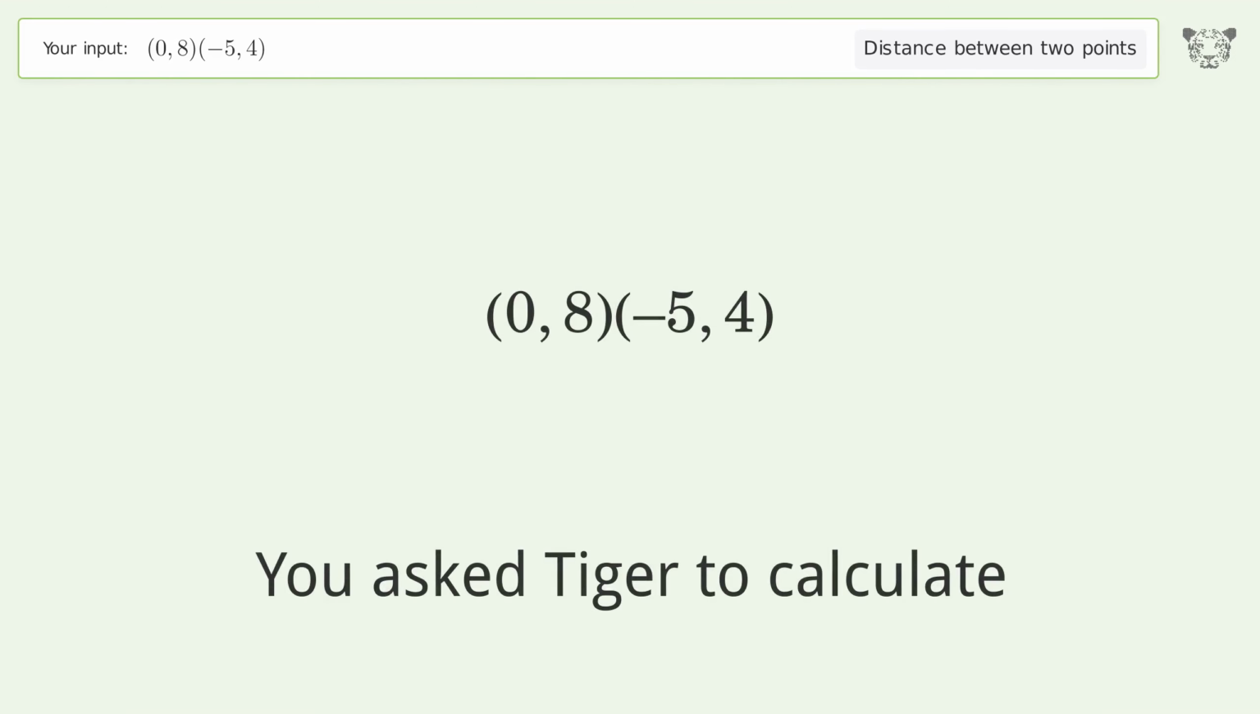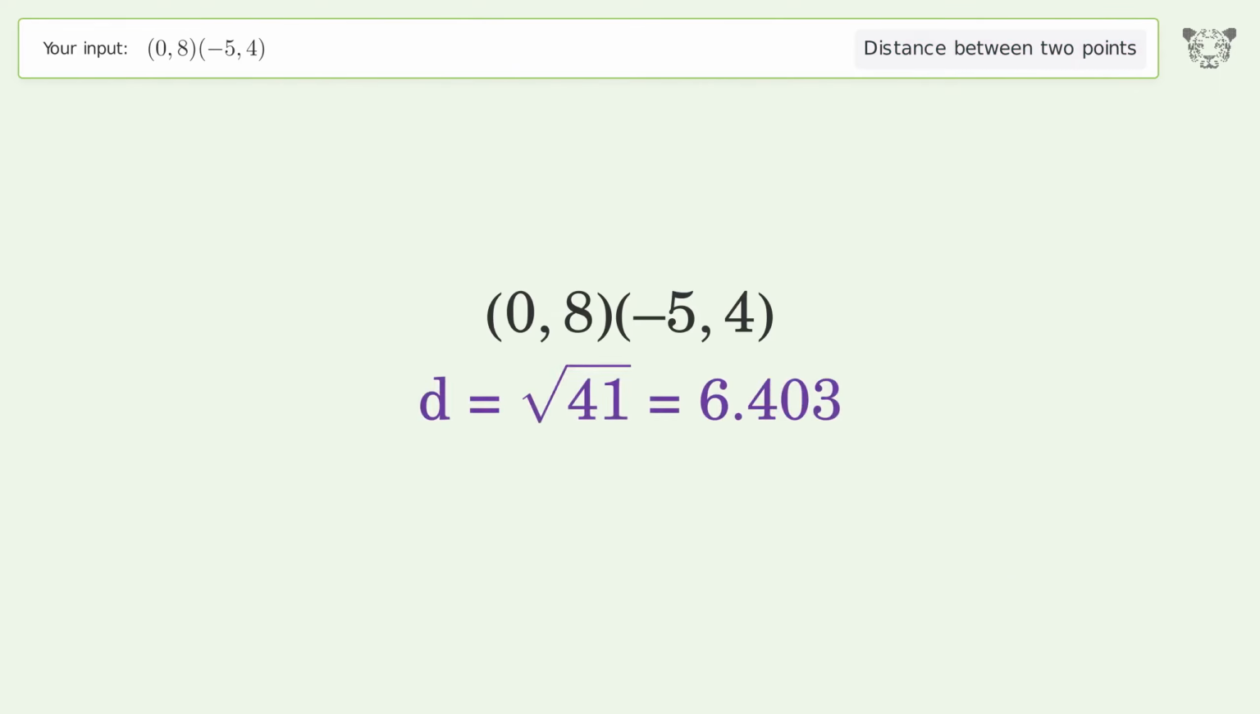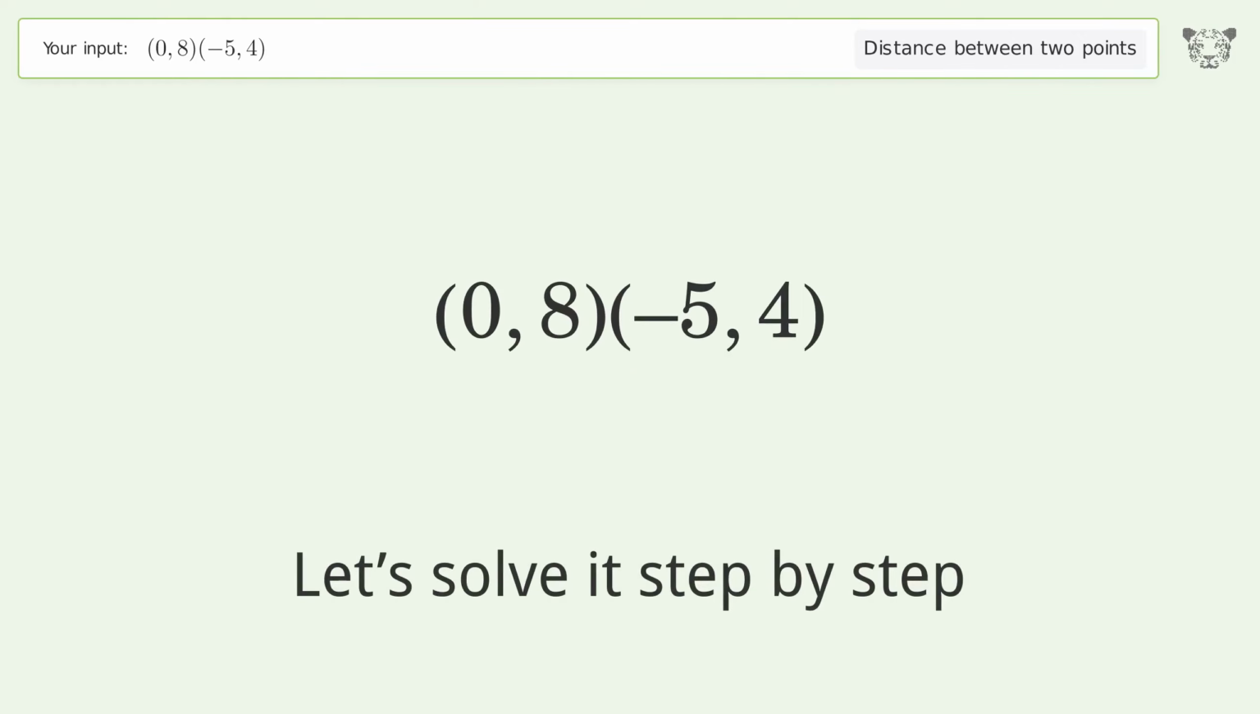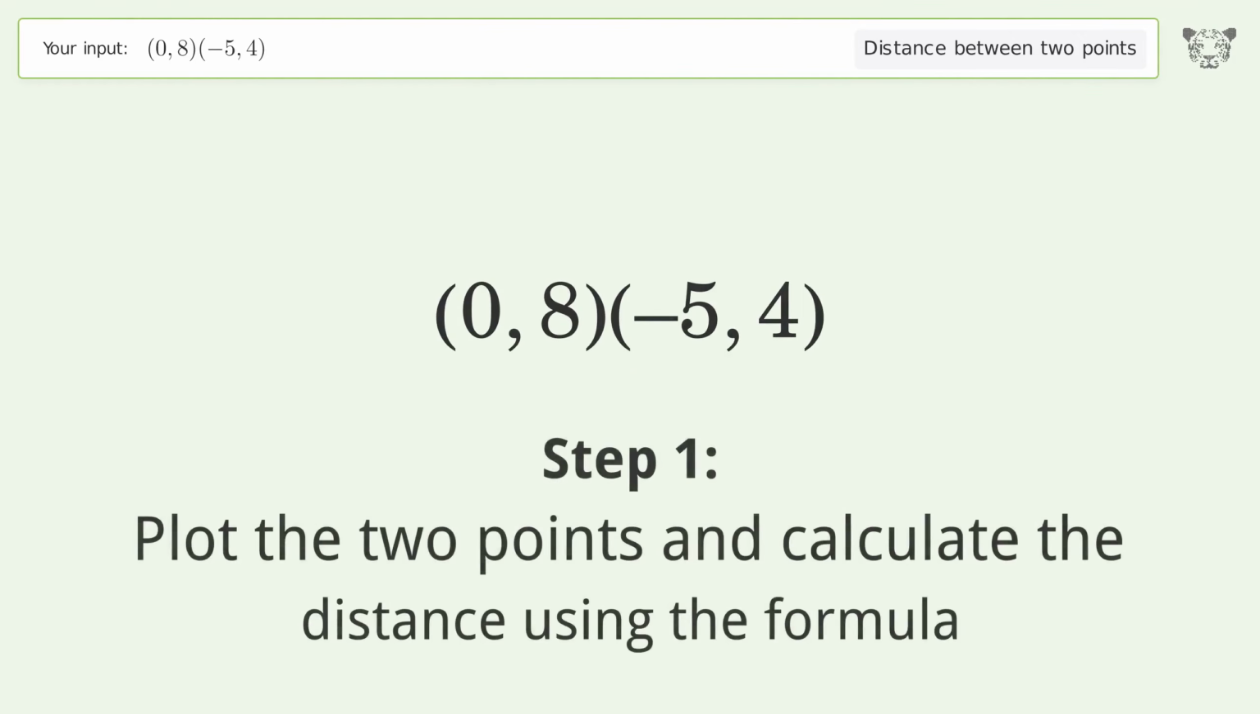You ask to calculate the distance between 2 points. The distance between the 2 points is the square root of 41, or 6.403. Let's solve it step by step. Plot the 2 points and calculate the distance using the formula.